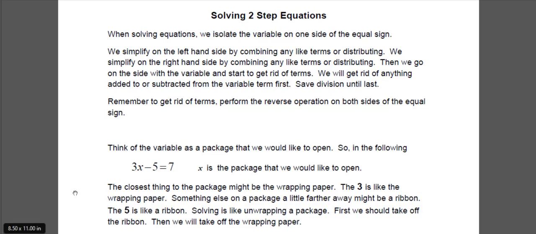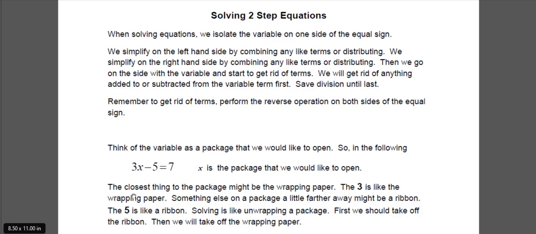Think of the variable as a package that we would like to open. So in the following equation, 3x minus 5 equals 7, x is the package that we would like to open. The closest thing to the package might be the wrapping paper. So the 3 is like the wrapping paper. The 5 is like a ribbon, so something a little farther away, but still on the package.